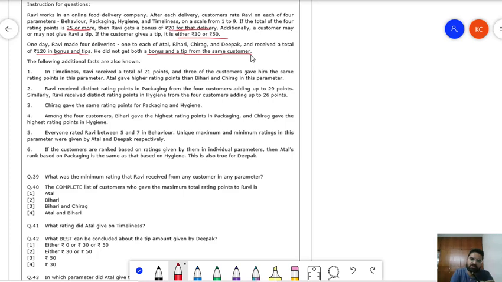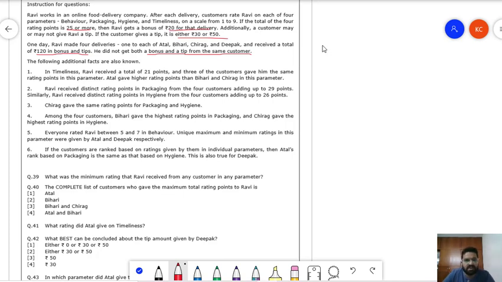Means either he is getting a tip or a bonus. So it can be 50-50-20, or 30-30-30, or 20-20-30. It cannot be 20-20-20 plus 50, because that will be 100 only. So we have to keep this thing in mind. Now we have additional information. So now what you can see is four parameters are there, four persons are there. So 4 by 4, 16 parameters means 16 data points are there. Unko aapko solve karne hai.